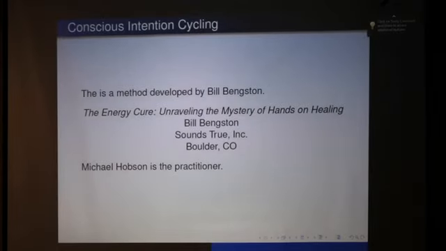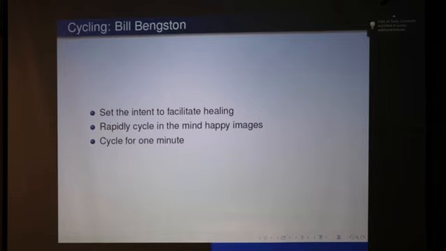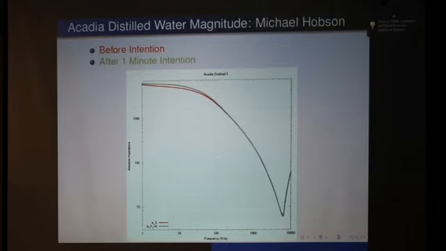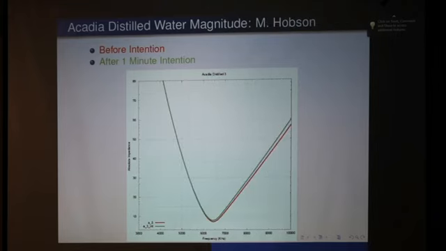The second experiment in this series, set the intent to facilitate healing, rapidly cycle in the mind these happy images, and cycle for 1 minute. The red is before treatment. The green is after treatment. And again, I'll connect the lines so you can see that there's something going on at the lower frequencies, and there is something going on at the higher frequency end. I'll blow that up, and you can see it here.